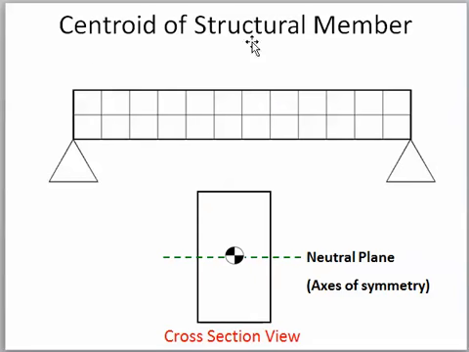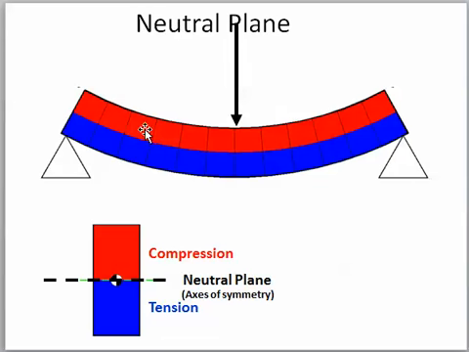Well, for the centroid of these structural members, we're still going to look at a cross-sectional view of them. One of the things I want you to see is that if we push on it, the red area is called compression. That means those particles are being pushed together. The blue part down here is called tension.